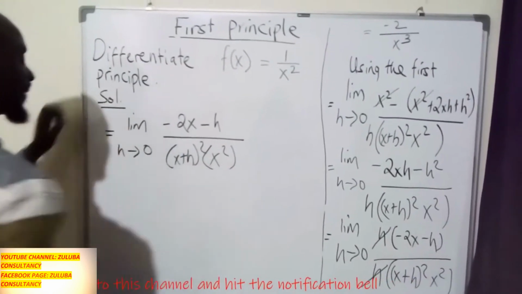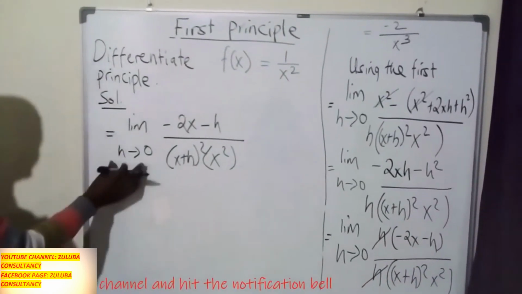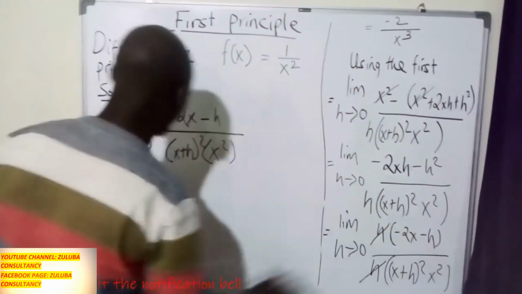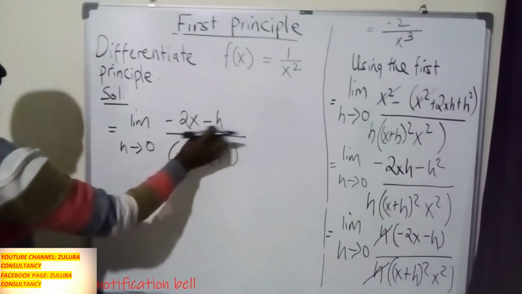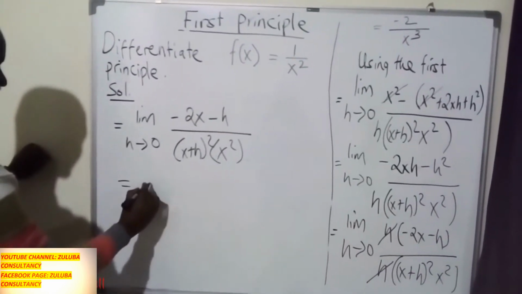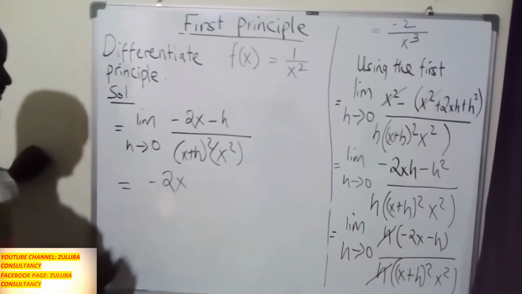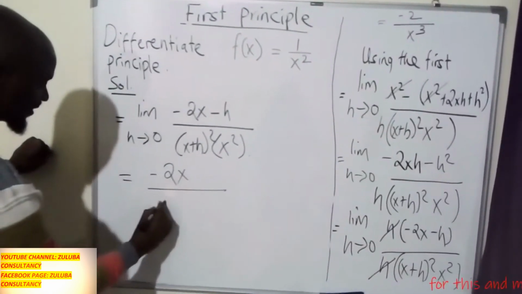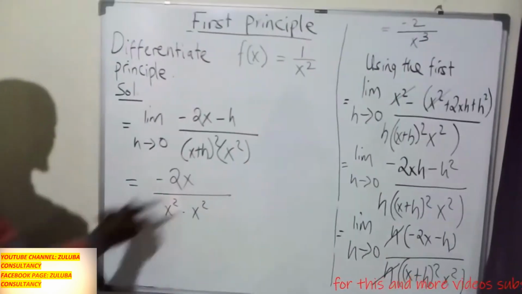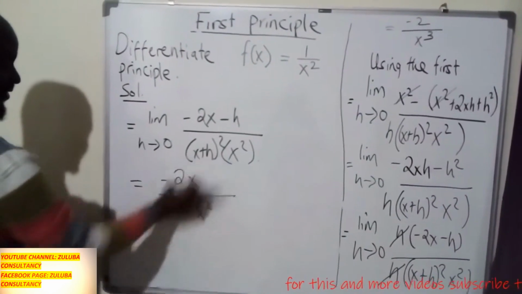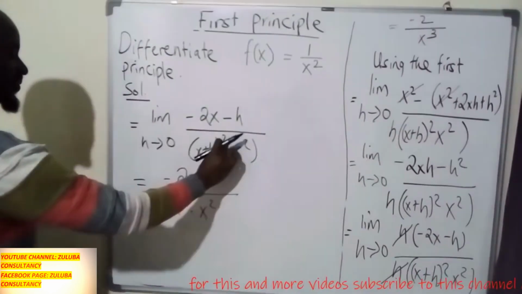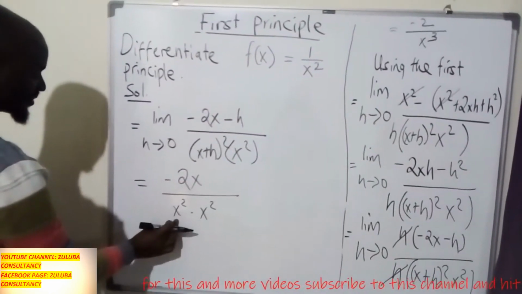Okay. Now, at this point, since I've simplified h, when you reach a stage where you've simplified h, you have to put 0 wherever there is h. So I'll put 0 and 0 there. I'm going to get this equal to negative 2x divided by x squared, x squared. Now, because this h is 0, that's why we have x squared, because it's going to be x plus 0 squared. So we're going to end up with x squared.